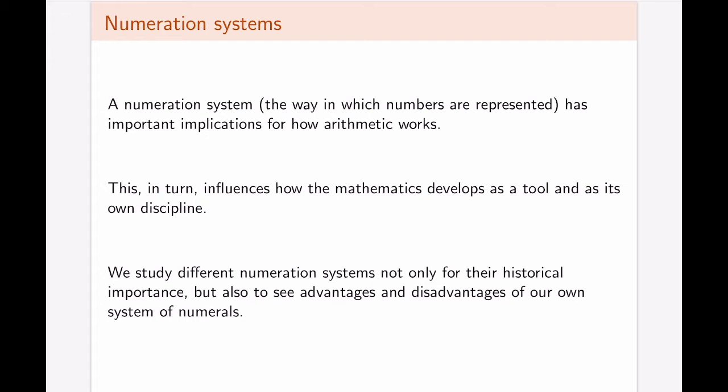We will see how in different number systems, different arithmetical operations were easier or harder because of that. Overall, the system actually affects how mathematics developed as a tool. What kinds of things was it created to support? What kinds of things were made easier with the specific numeration system of choice? And what kinds of things were harder and therefore not necessarily needed? We will study different systems for their historical importance.